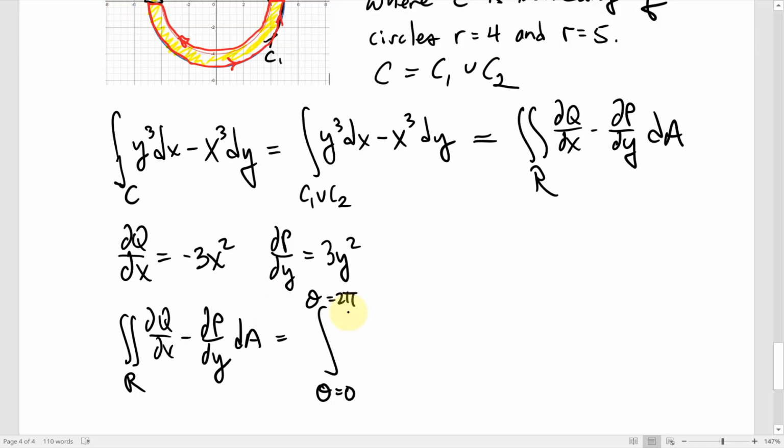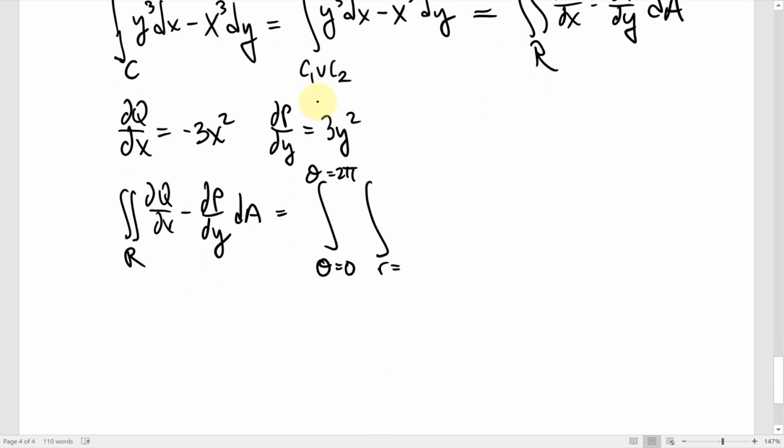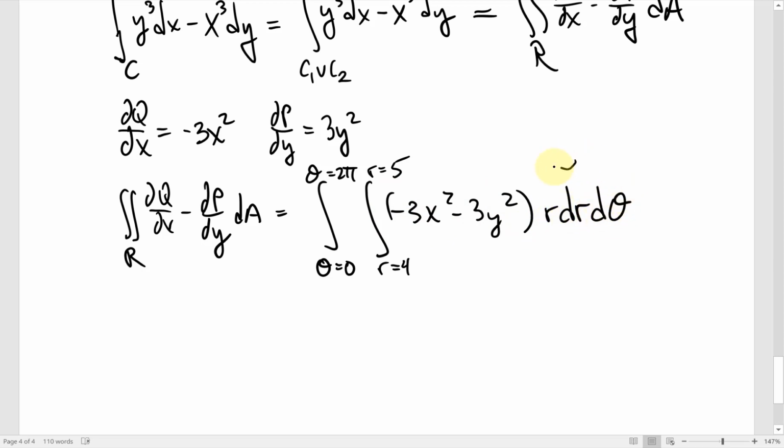I need a double integral here. So I need to go from r equals the inner radius, which was 4, to the outer radius 5. Then I have negative 3x squared minus 3y squared. Now in polar, I've got r dr d theta as the differential in A. All of this together is dA. That's the conversion into polar coordinates that requires that.